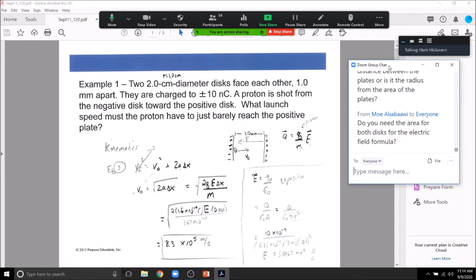Okay, so we put in our numbers. Mass of the proton, fundamental charge, the distance between the plates, 0.001. We end up with a speed of 8.3 times 10 to the 5th meters per second. It's pretty fast. A little under 1% the speed of light. So that's a great problem. Any questions about this problem?